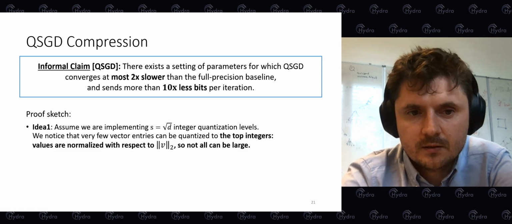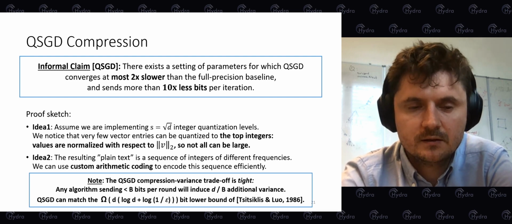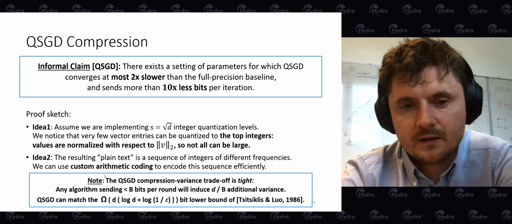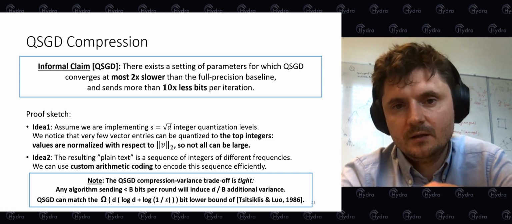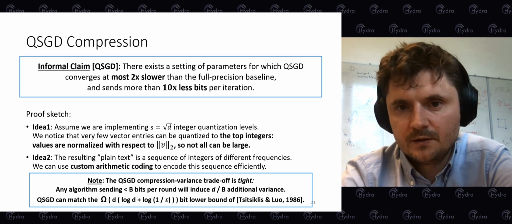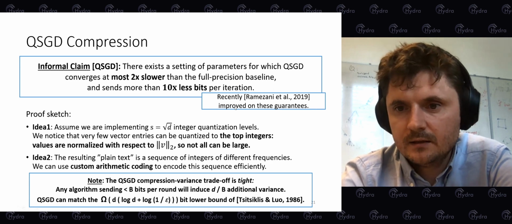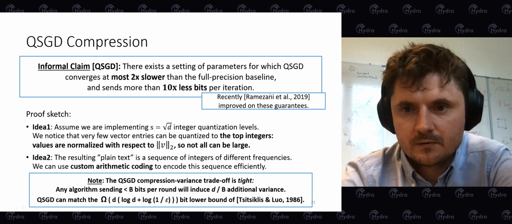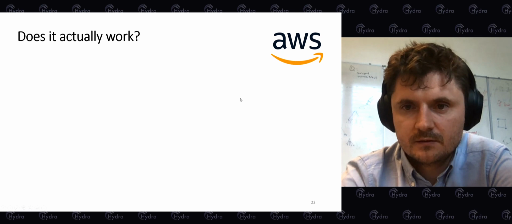I'm going to skip the proof sketch. I can come back to it in the Q&A session if you want. The other thing I want to mention is that there's no way to do significantly better than this. There are theoretical results showing that you cannot go past this kind of constant trade-off between the amount of variance that you induce and the number of bits that you need to send per iteration. There's just no way to do significantly better than this in the worst case. There's been a lot of follow-up work on this result, and some of it slightly improves these guarantees in certain settings.